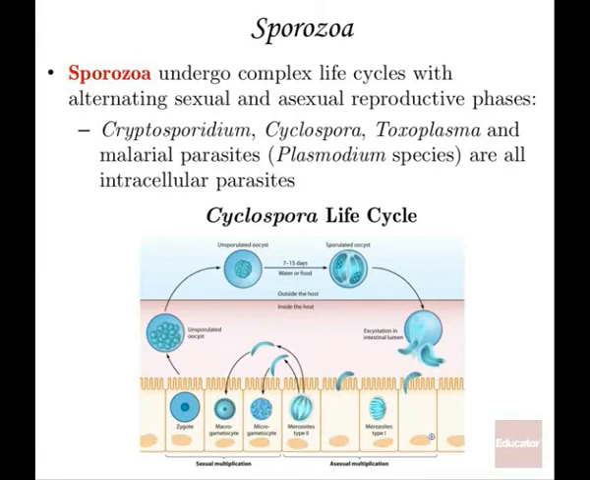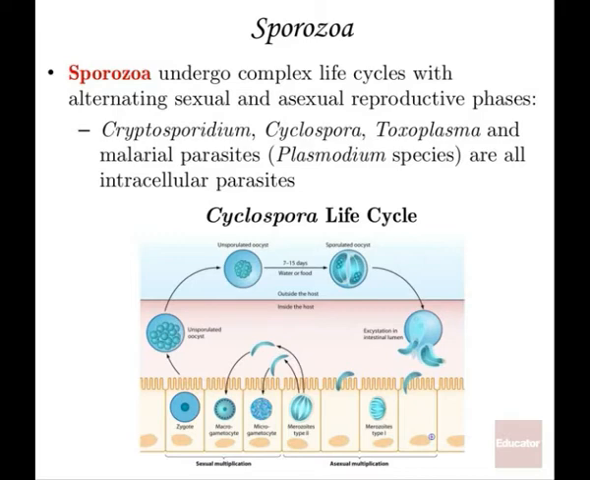Now, the third group we're going to talk about are the sporozoas. The sporozoas are distinct because they have very complex life cycles, and part of those cycles actually occur as spores, and those spores tend to occur outside the human host, of course, and that's the asexual stage. And the sexual stage occurs actually inside of the human host.